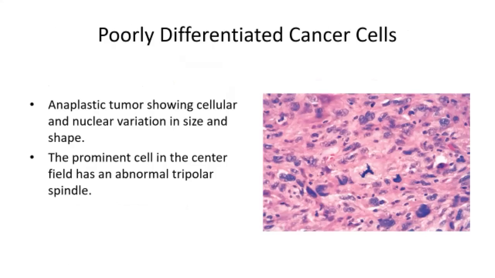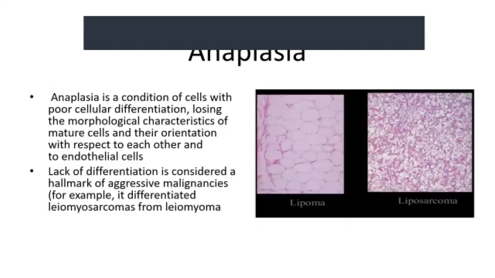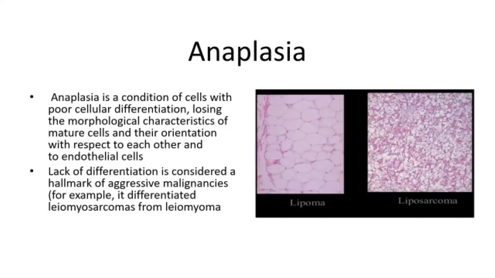Then we also have poorly differentiated cancer, where we can't say what kind of cancer it is. In this cancer, the abnormal cells show a tripolar spindle. This is the tripolar spindle. If you look closely, it resembles abnormal mitosis, with many different kinds of divisions happening in the same cell. Anaplasia is a condition with poor cellular differentiation, where cells lose their morphological characteristics. Lack of differentiation is a hallmark of aggressive malignancies.